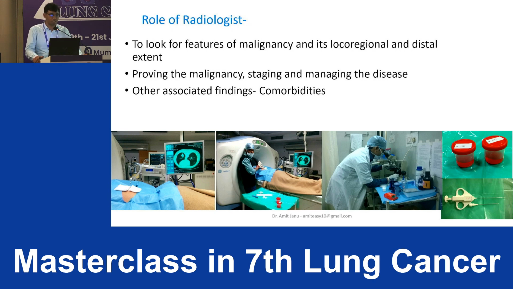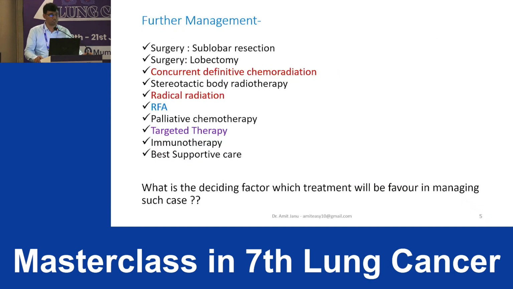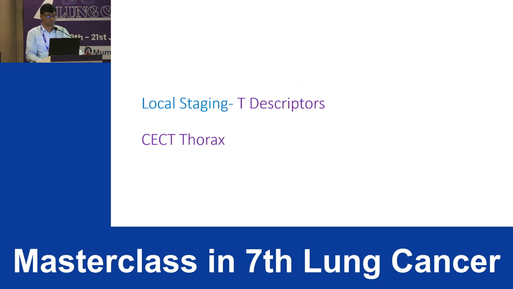So the main thing is that once it is known that there is a malignancy, we have to assess whether it is locoregionally involving some structure or has some distal extent as well, and whether we have to prove it with some kind of image-guided biopsy and then stage it. Then we have to mention the associated comorbid conditions, because a lot comes to mind: whether the patient might go for surgery, or radiation, RFA, palliative therapy, targeted therapy, immunotherapy, or directly upfront best supportive care.